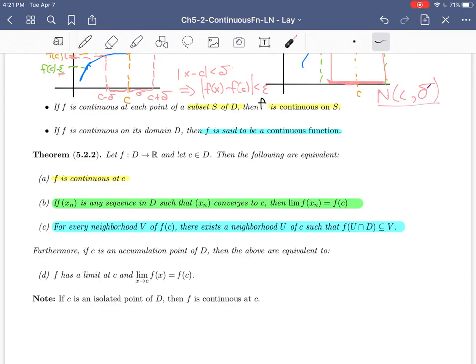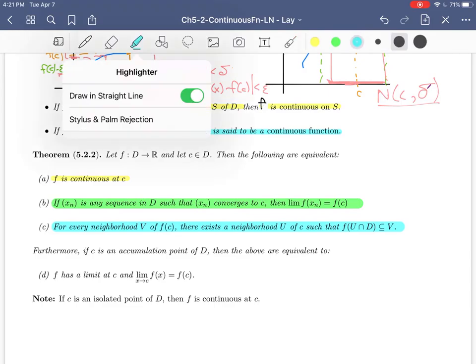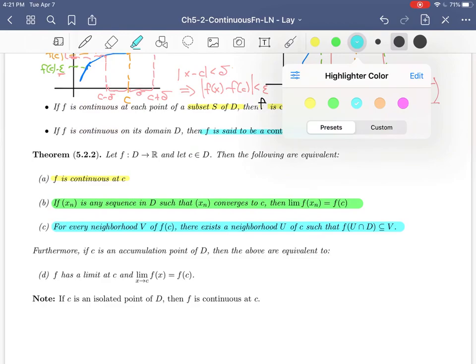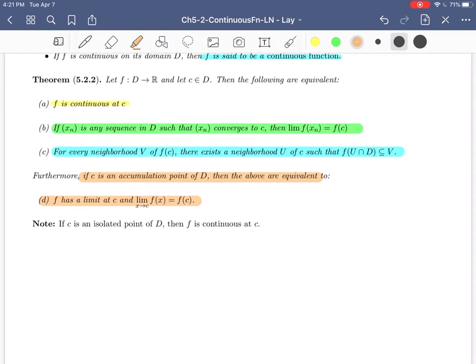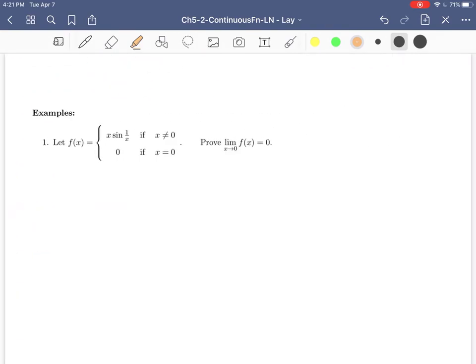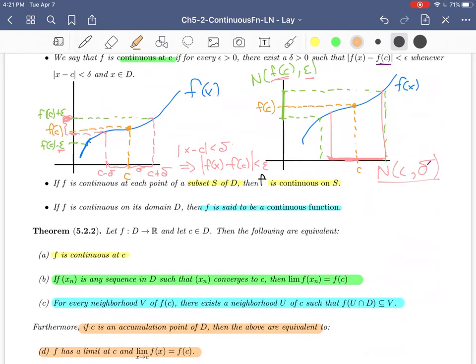Furthermore, we can say a little bit more. If c is an accumulation point of D, then the above items are also equivalent to this one other thing: f has a limit at c, and the limit of f at c is equal to f of c. We can note one other thing. If c is an isolated point of D, then we say that f is continuous at that point. All right, so that is our definition of continuous.